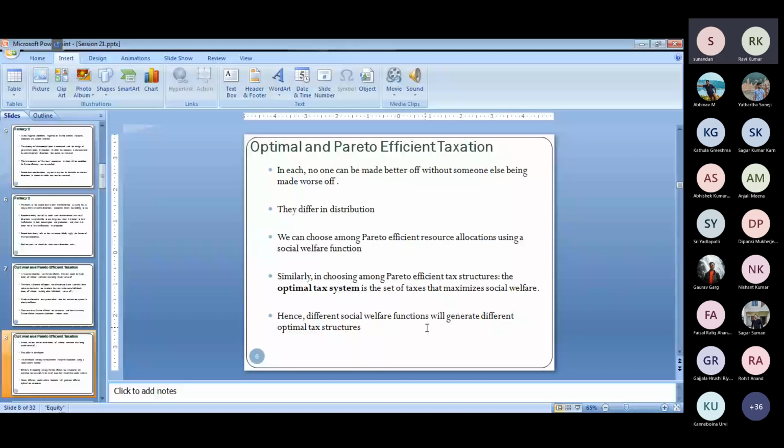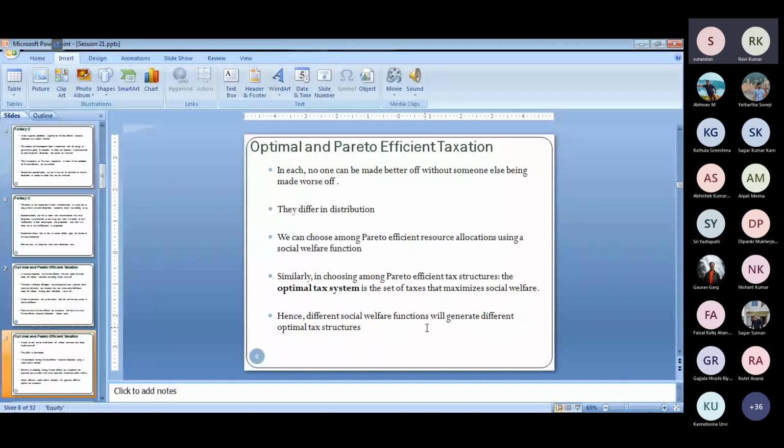So you have a social welfare function, and you can choose different Pareto optimal allocations or Pareto efficient allocations using that welfare function. So that is basically, remember, suppose you have initial endowment, then you can have a Pareto set starting a contract curve starting from that endowment and set of preferences, right? So similarly, what is an optimal tax system? It is nothing but a set of taxes that maximizes a specific social welfare function.